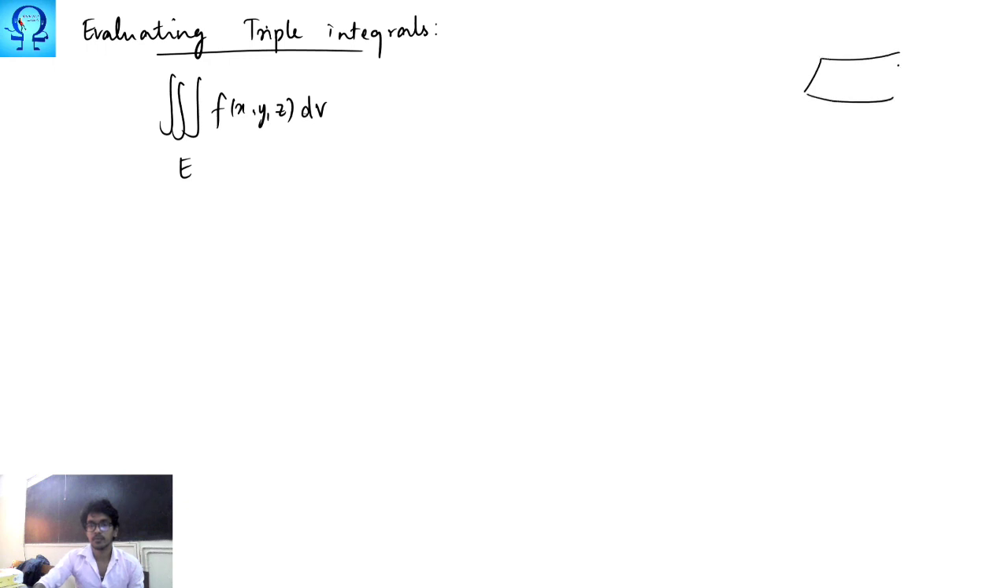So, how are we going to do it? Suppose we integrate over a solid, and the solid we denote by E. Suppose we have a function of 3 variables, this is to be evaluated. Now, what we will do is, supposing you have a wedge like this.